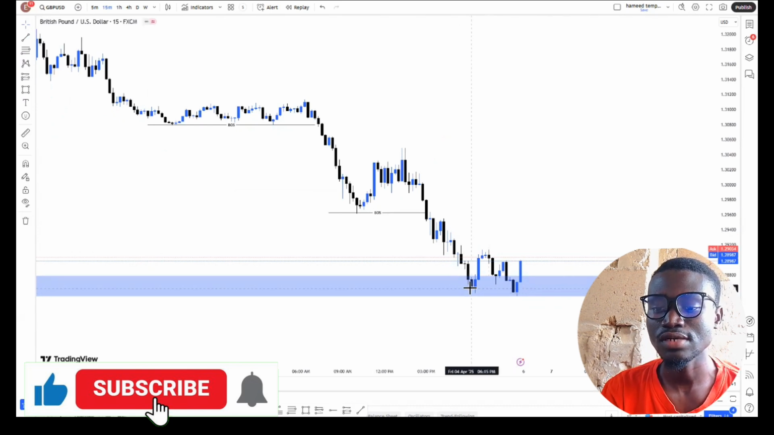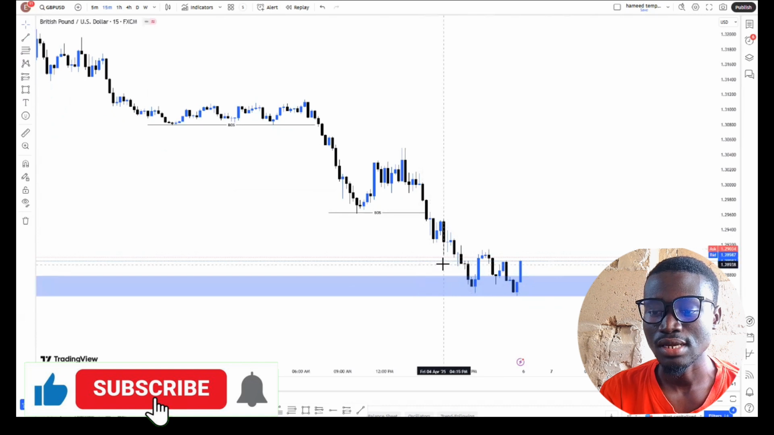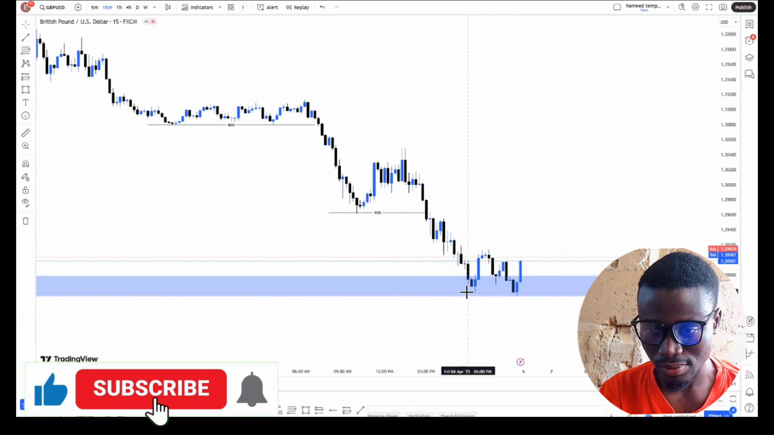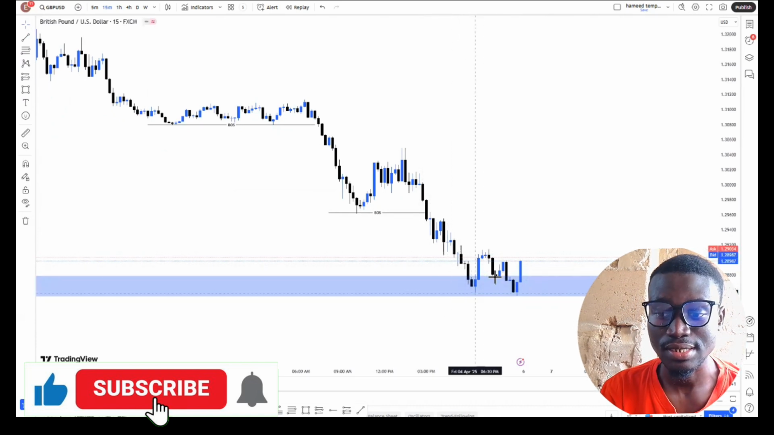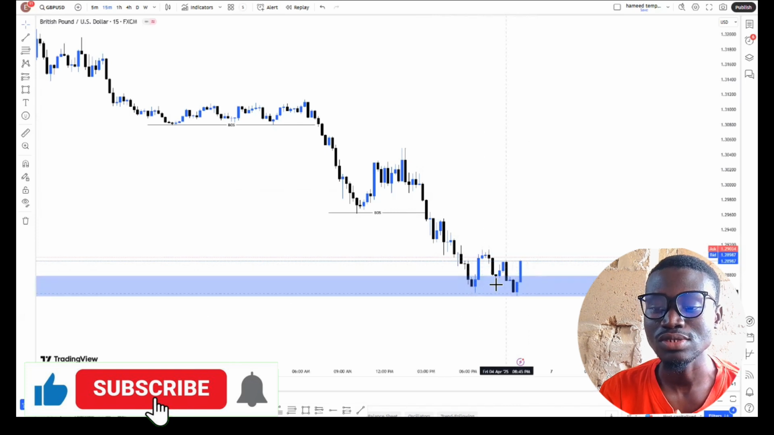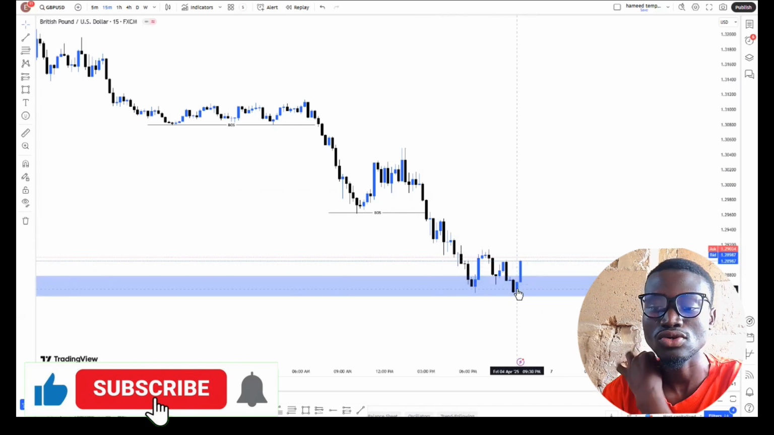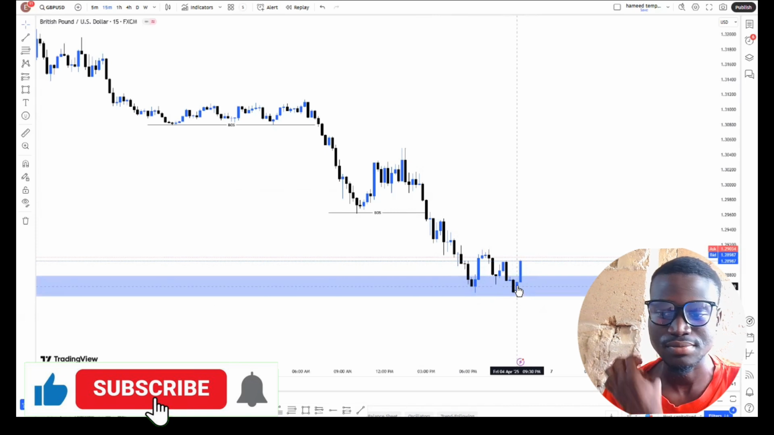Now, on the weekly time frame, this is the double bottom that we are having presently. We're having this double bottom here. So with this double bottom here, we are expecting this market to continue to the upside.